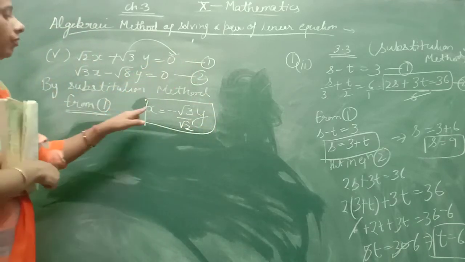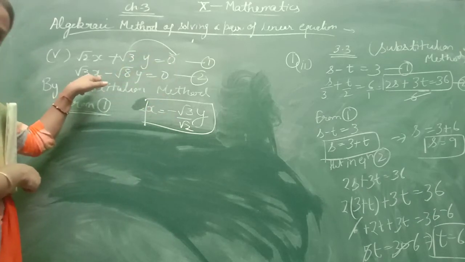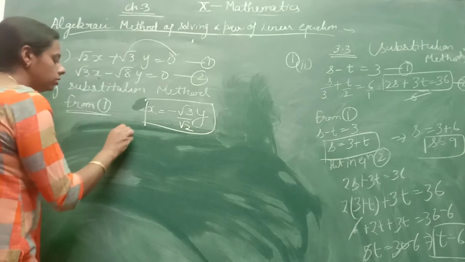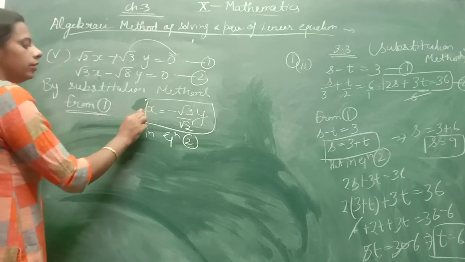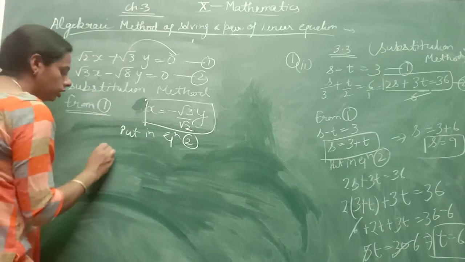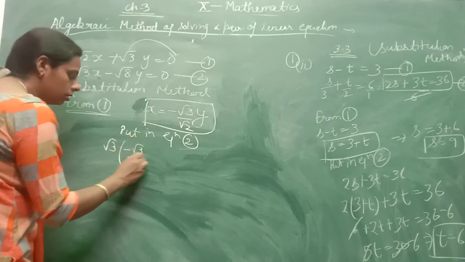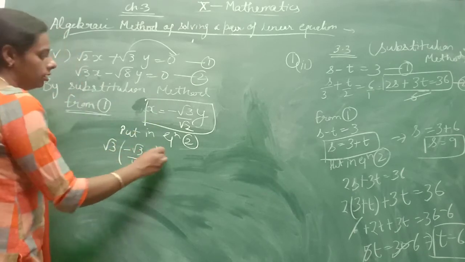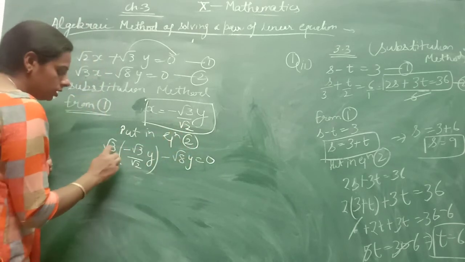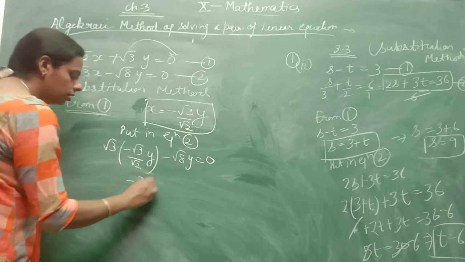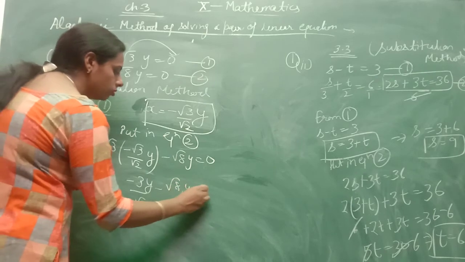Since you get the value of the variable from the first equation, then you have to put it in the second equation in place of x. Okay, so put in equation 2 in place of x. So your equation is root 3x, and the value of x is minus root 3 by root 2 into y, minus root 8y is equal to 0. Multiply this, root 3 into root 3 you have 3 and in the denominator you have root 2. So root 8y is here, equal to 0.